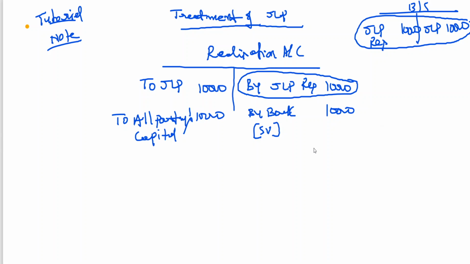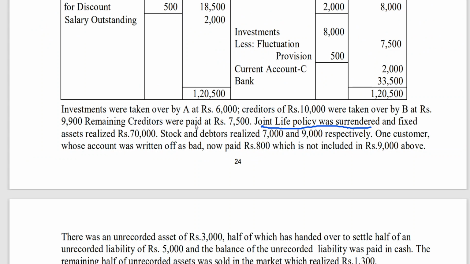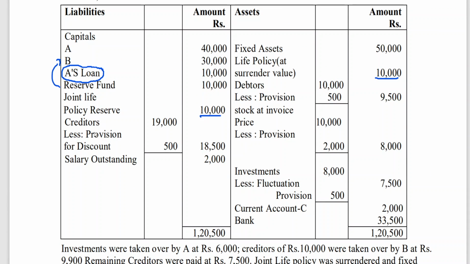This is the treatment of joint life policy, just for you to have clarity. Tutorial note I have explained to you. Now when you come back to this problem, JLP concept I have explained. I told you in the last class, generally creditors for provision. This is a very old problem actually. It's from the CA Inter study problems only. But okay, surprisingly, you may have creditors less provision for discount.